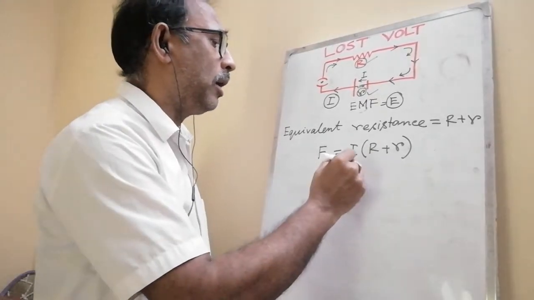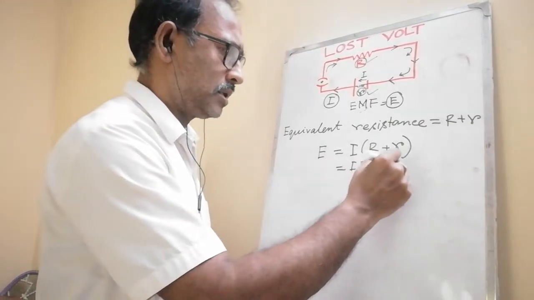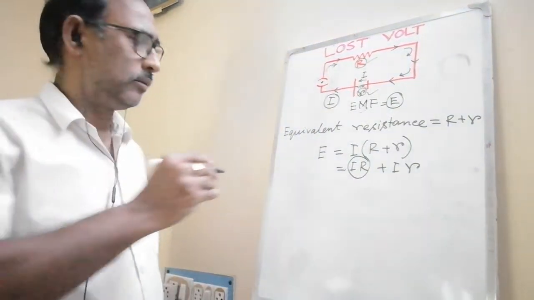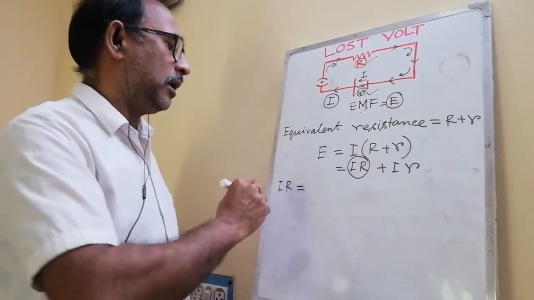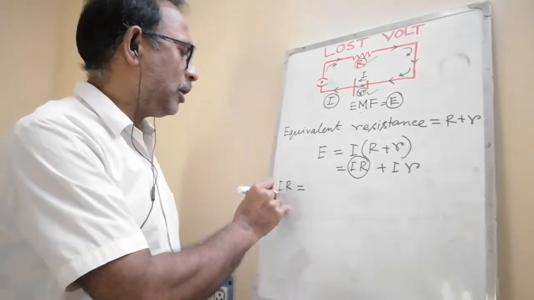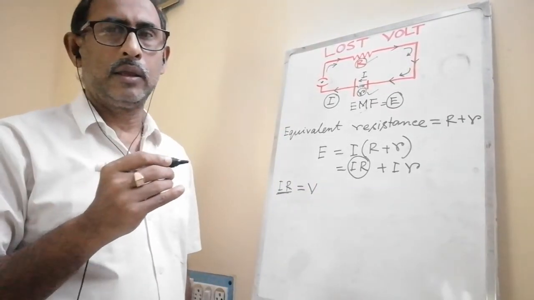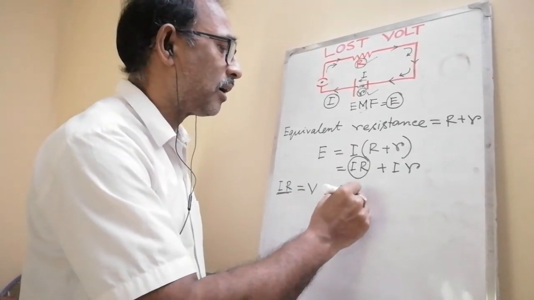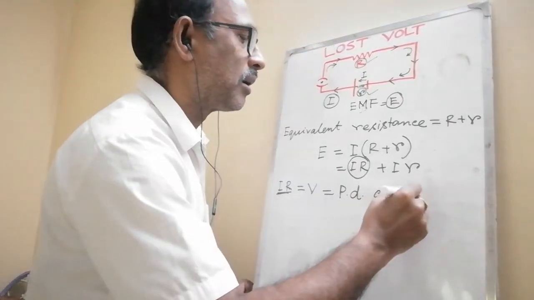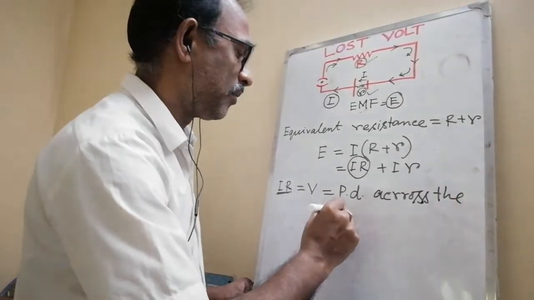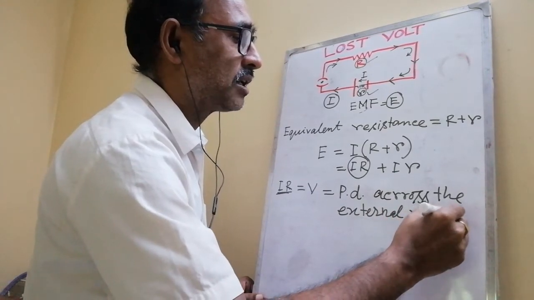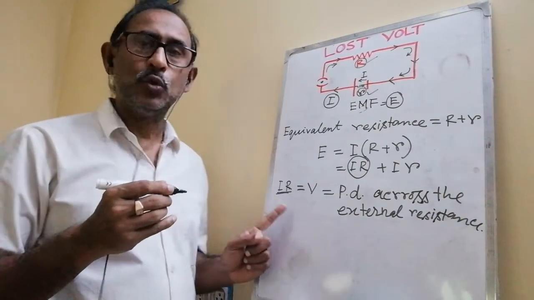Now if you multiply, what you get? I into capital R plus I into small r. Now what is I into capital R? It is the circuit current into the external resistance. I into R is V, that means the potential difference across the external resistance.